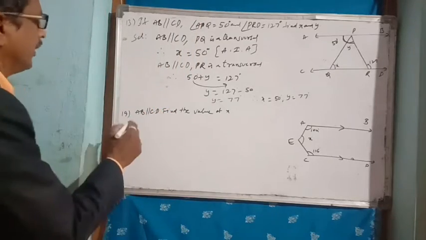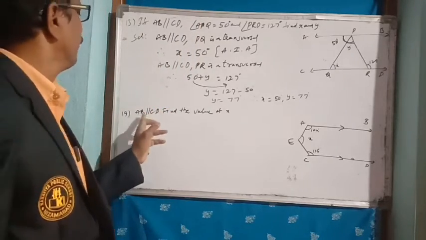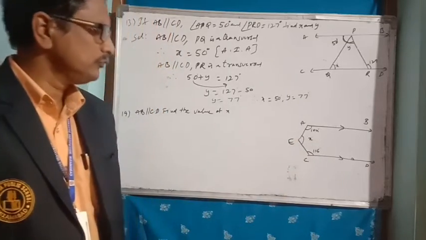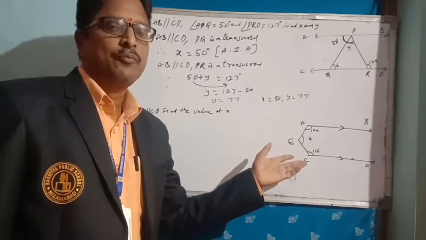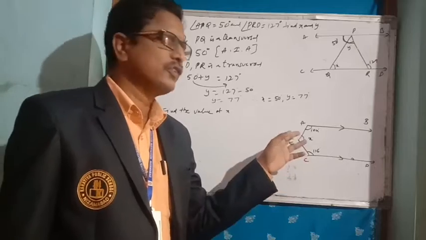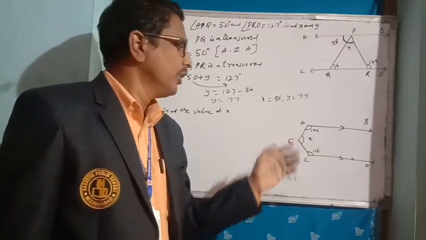Next, come to the 19th question. AB is parallel to CD, given. Find the x value. Observe the figure. Here, we can't find the x value directly, so we need one extra step.